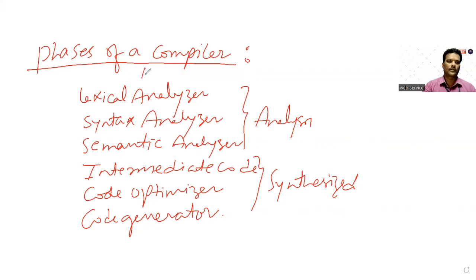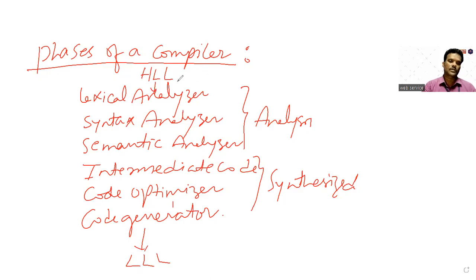So here these phases are between high level language to low level language. So here the high level language is nothing but like C, Java, all these comes under high level language. And low level language is nothing but machine code. So whatever the machine code, like binary zeros and ones, it is called as low level language.